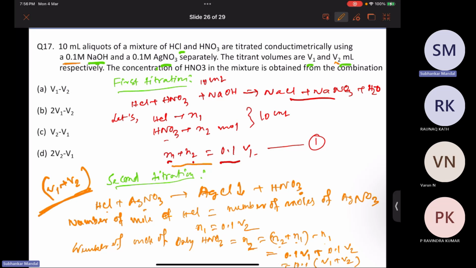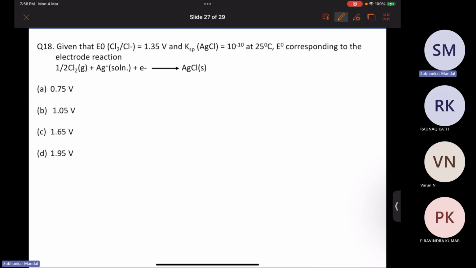Okay, so the answer, oh sorry, not V1 plus V2, this is minus. So this will be minus, this will be minus. So V1 minus V2. So A is the answer. Okay.